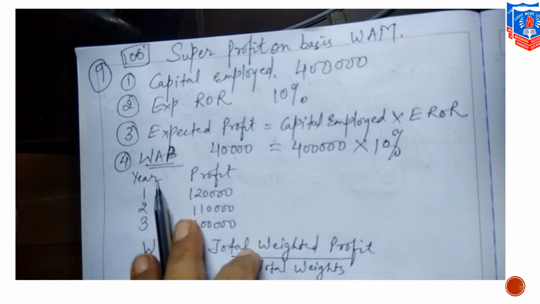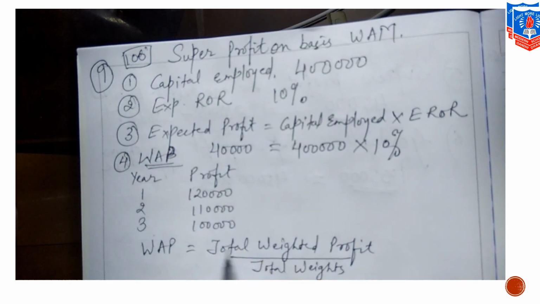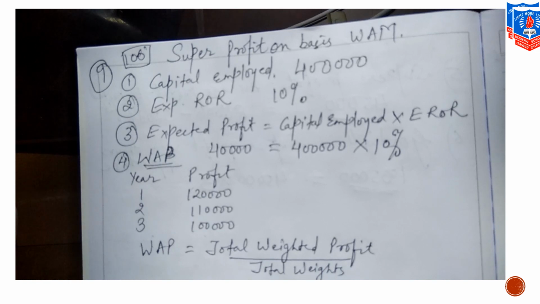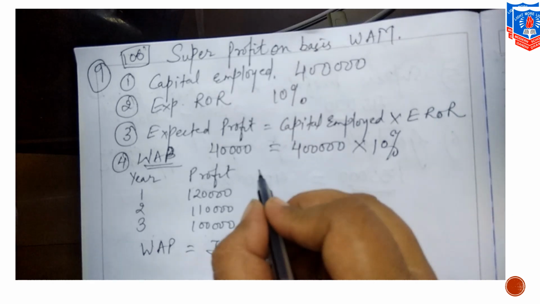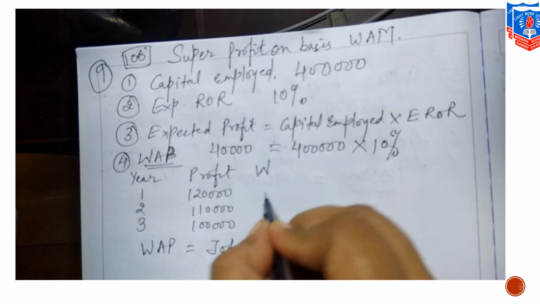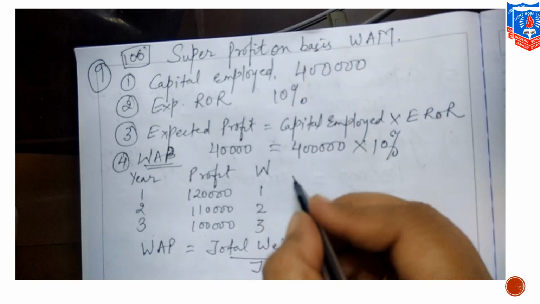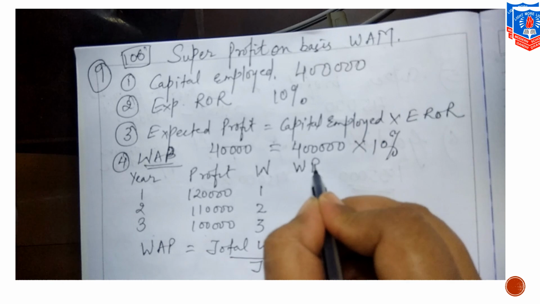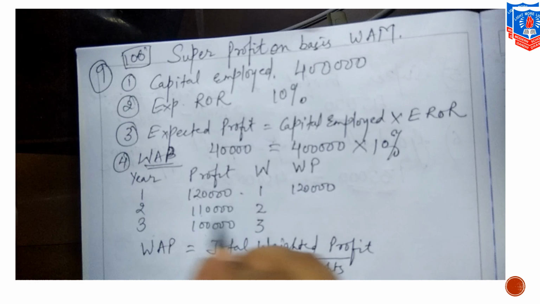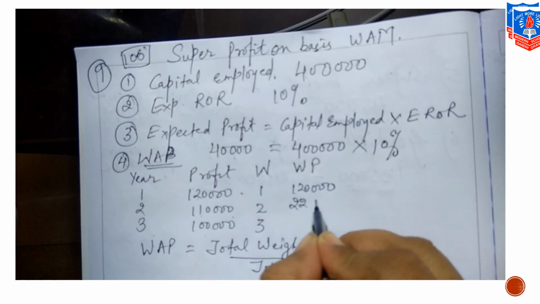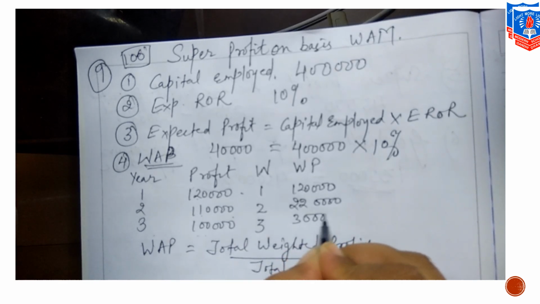Now if you see the information of profit given, 3 years profit: 1,20,000, 1,10,000, 1 lakh. A decreasing trend of profit is there. So weighted average profit is applicable, not simple average. Let's give weights to the profit. This also we have understood in another session. Weights we have given. Find out weighted profit. 1,20,000 into 1 gives you 1,20,000. 1,10,000 into 2 gives you 2,20,000. 1 lakh into 3 gives you a total of 3 lakhs.